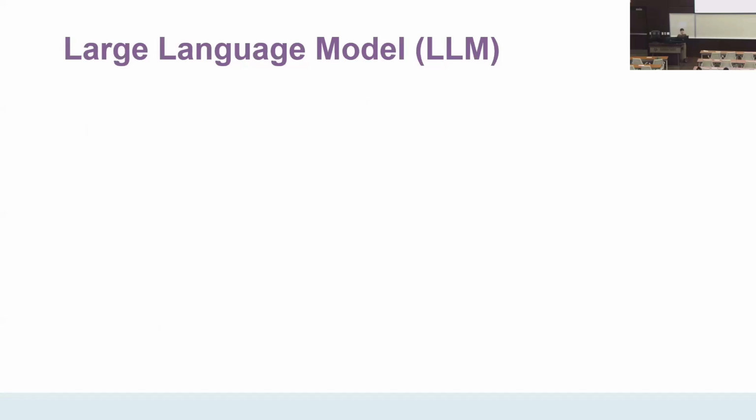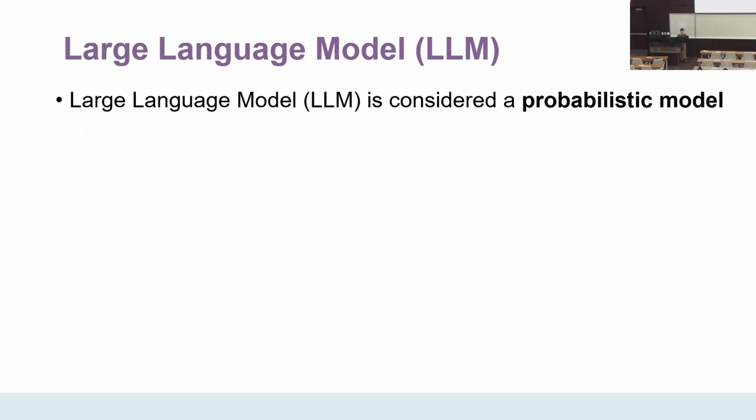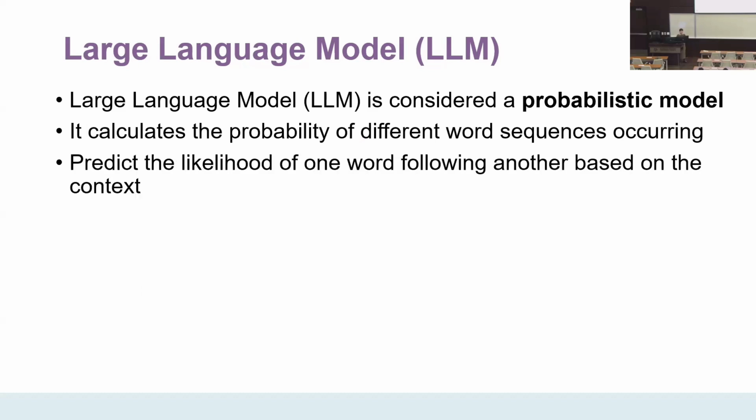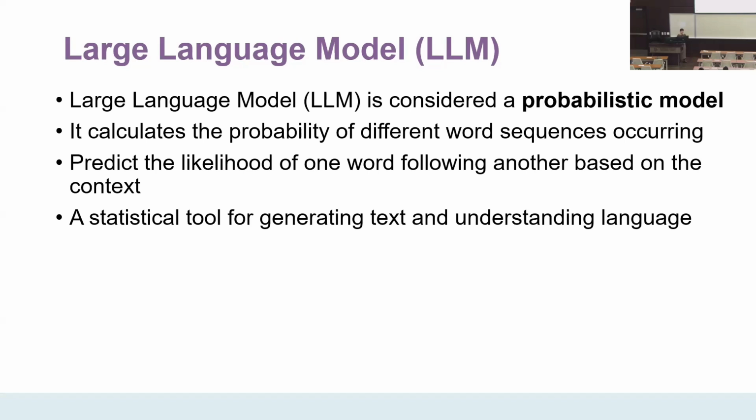So how do these large language models work? They are actually a probabilistic model. It calculates the probability of different word sequences, and it predicts the likelihood of which word would be the most likely next word based on the input that you have given. So it's a statistical tool for generating text and understanding language.